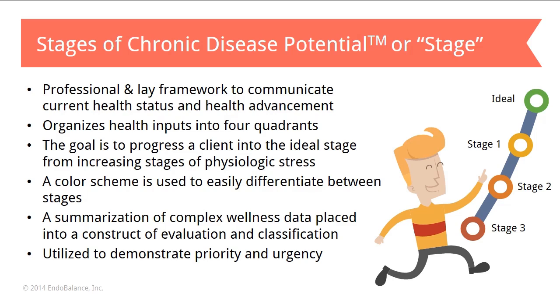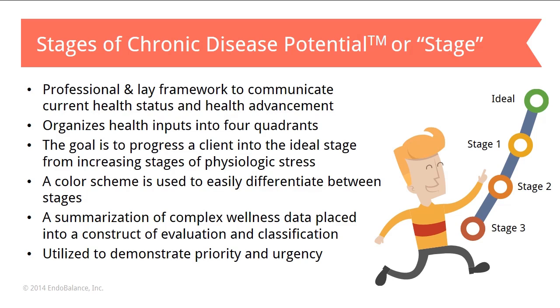And so it becomes very difficult to communicate where the client is between the practitioners. And it becomes even more challenging for the client itself to know where they lie and where they need to get to. Therefore, we've got different stages of chronic disease potential. A stage helps organize health inputs into 4 quadrants. The goal is to progress a client into the ideal stage from increasing stages of physiologic stress.